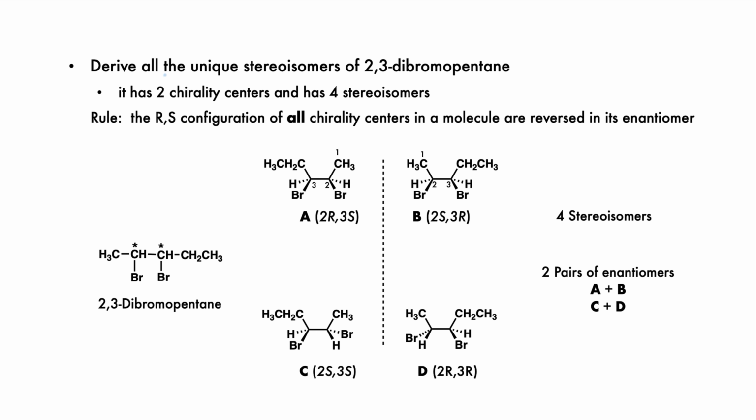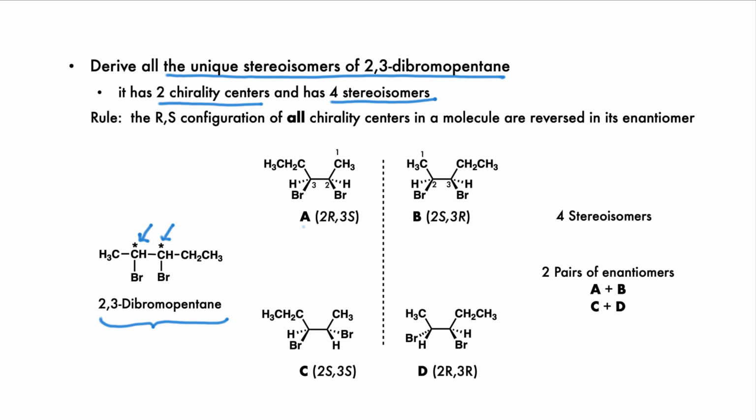Let's look at finding all the stereoisomers of 2,3-dibromopentane. It has 2 chirality centers and has 4 stereoisomers. Here's my method for finding all of the stereoisomers in a systematic and organized way. First, draw out the molecule as a flat representation and find all of the chirality centers. Remember, a chirality center is a carbon with 4 different groups. We indicate these with stars.